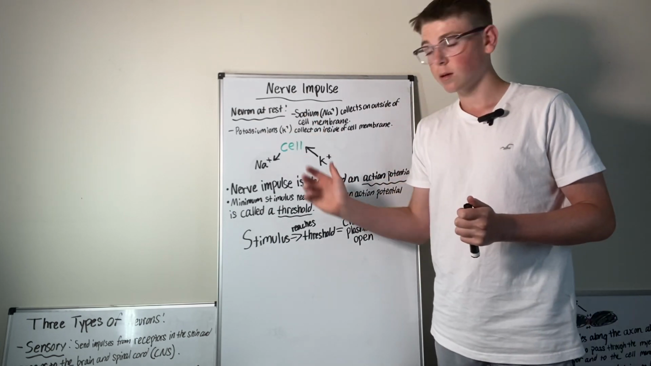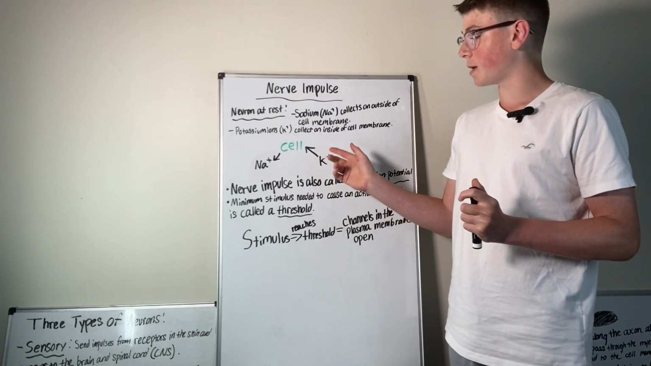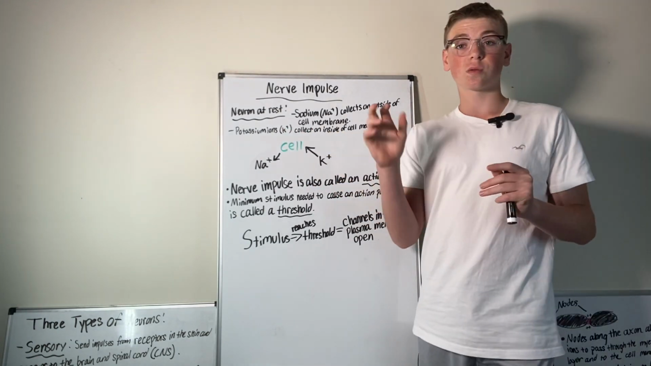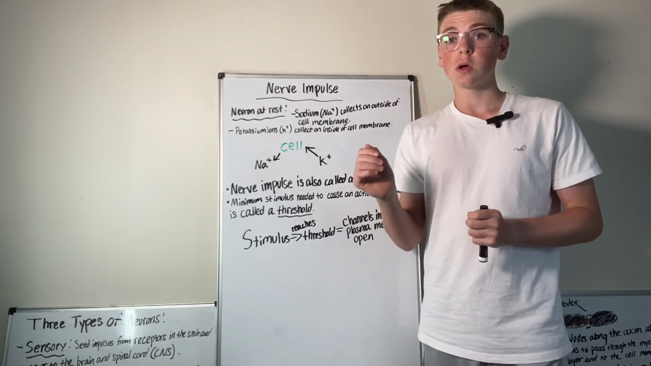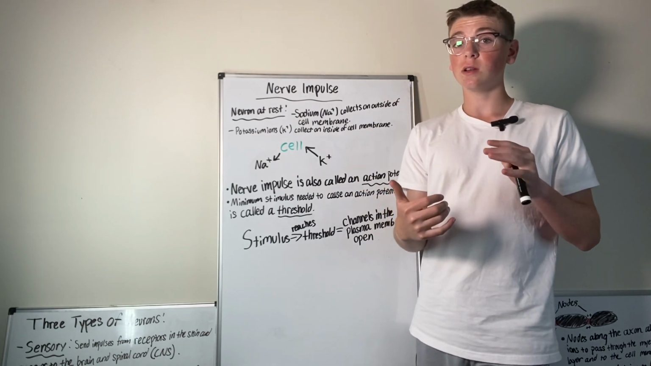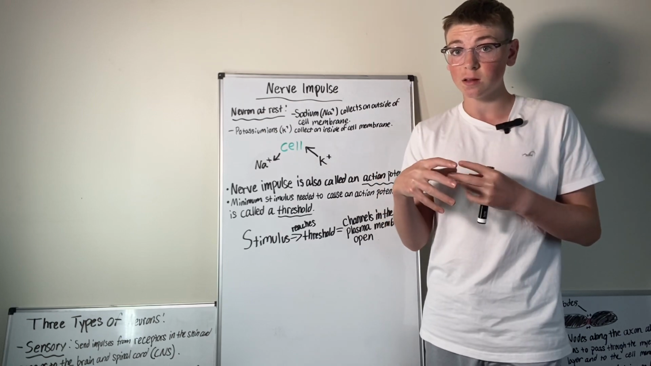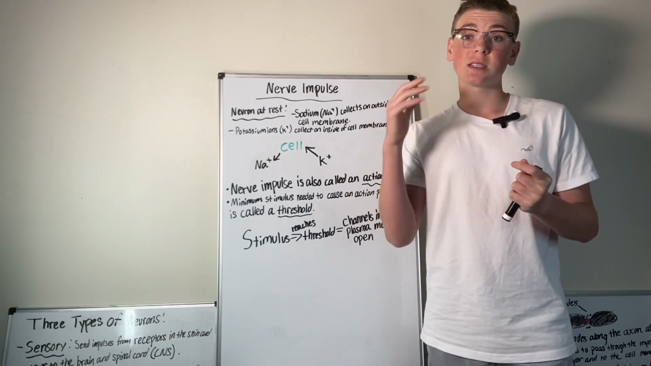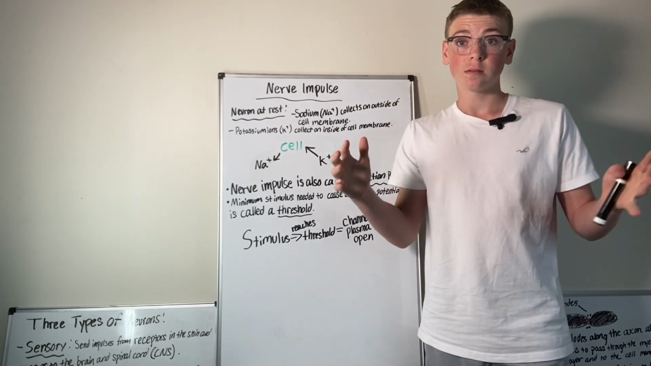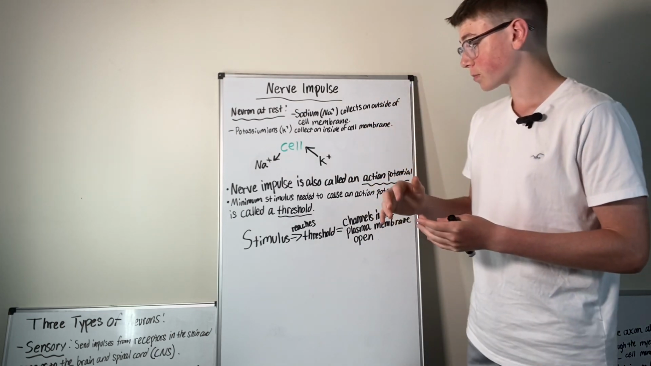So the cell is taking in potassium ions and expelling sodium ions. So there's a higher concentration of potassium on the inside of the cell and a higher concentration of sodium outside the cell. So there's a charge difference.